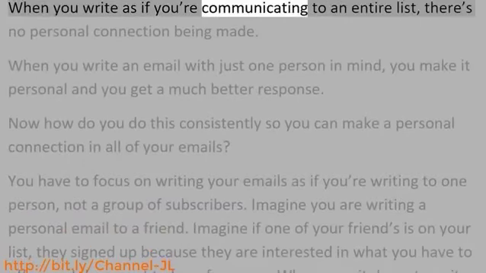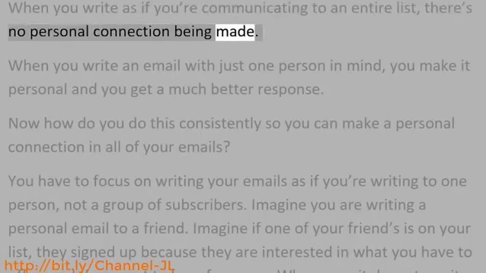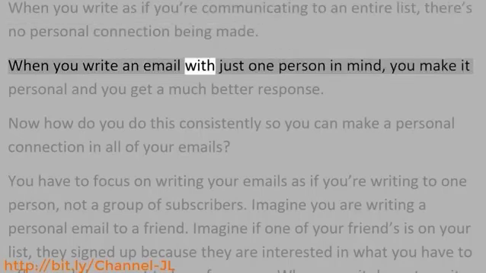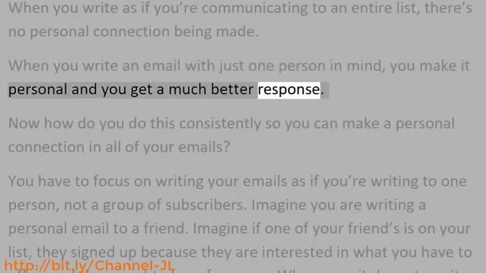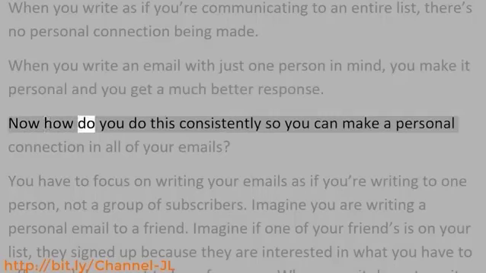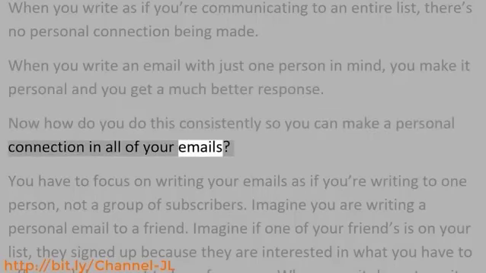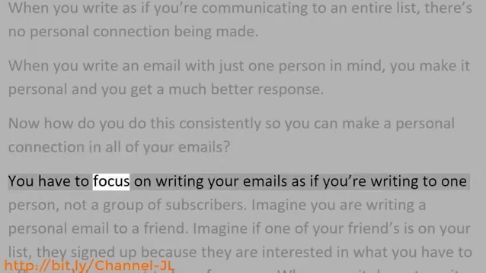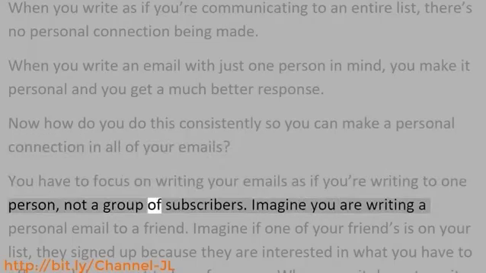When you write as if you're communicating to an entire list, there's no personal connection being made. When you write an email with just one person in mind, you make it personal and you get a much better response. Now, how do you do this consistently so you can make a personal connection in all of your emails? You have to focus on writing your emails as if you're writing to one person, not a group of subscribers.